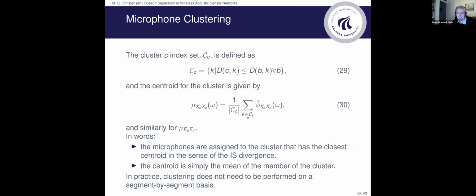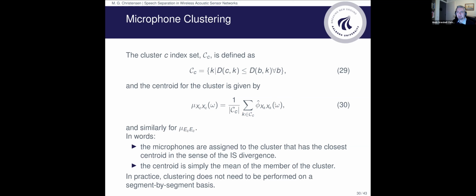In case you're wondering, is this centroid optimal for the Itakura-Saito divergence? Yes, you can show that it is. This is for the speech, and you can do the same thing for the noise. So in essence, the microphones are assigned to the cluster that has the closest centroid in the sense of the IS divergence, and the centroid is simply the mean of the members of the cluster.